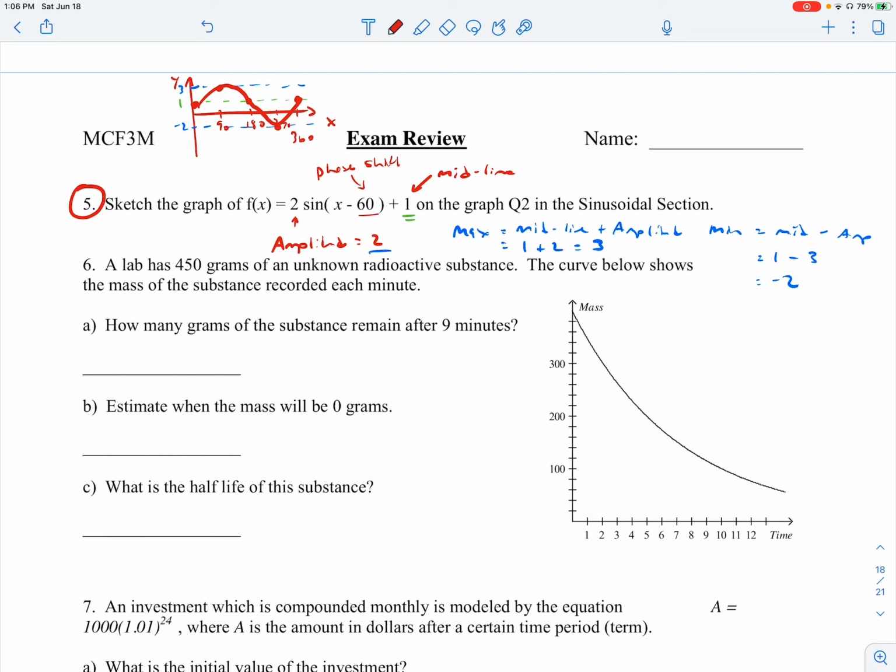This phase shift right here means 60 to the right, so everything moves over 60 to the right. So I'll do that part in orange. So 60 is about right there. I move this point over to 60. This one's going to go over. This one's going to go over. They're all going to move over 60 degrees. I know you guys remember doing these in class. So the graph would then look like this. Okay, that's how we do the graph.